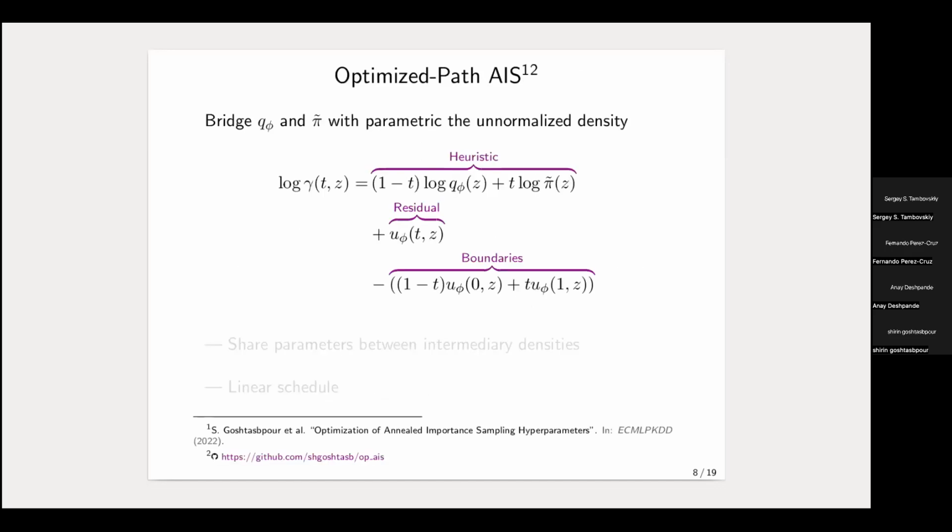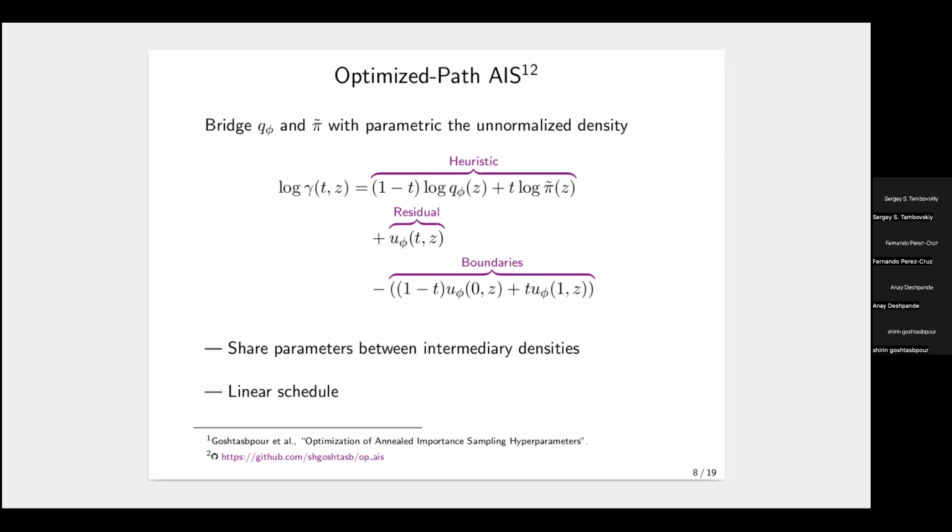Instead of focusing on the transition kernels and optimizing that, we propose a different method to optimize the annealing density path in the AIS algorithm. In our method, we parameterize this density path in log space using a commonly used heuristic, the geometric mean between the initial distribution and the target distribution densities. Our neural network is learning the residual term of the density with respect to this geometric mean. We also have some extra terms to make sure that the endpoints of our annealing sequence are correctly set when t is equal to 0 or 1.